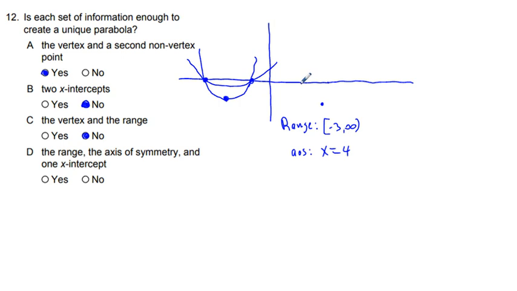Okay, that's going to be our second point. So we are going to have enough to create our vertex, based on the axis of symmetry and the range, and the x-intercept is one other point, and so that's going to be a yes. 12B is a yes. So let's go to number 13.